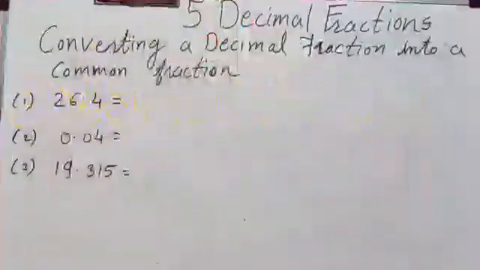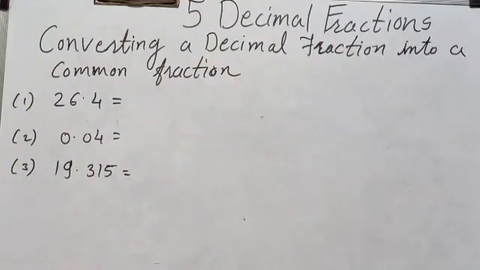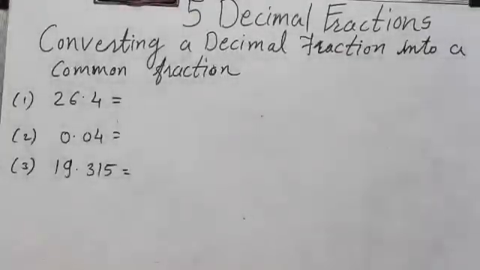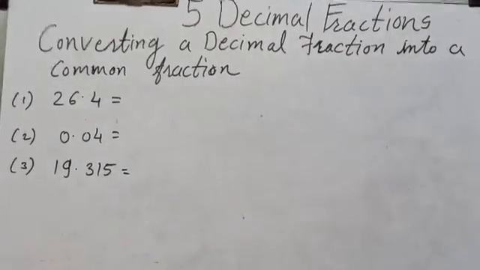Let's continue our next point, that is converting a decimal fraction into a common fraction. So we have seen how to convert a common fraction into a decimal fraction. Now we have to do exactly the opposite, that is, convert a decimal fraction into a common fraction. Common fraction means the denominator will be 10, 100, 1000 and so on.